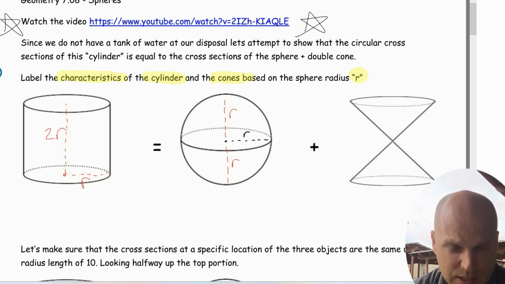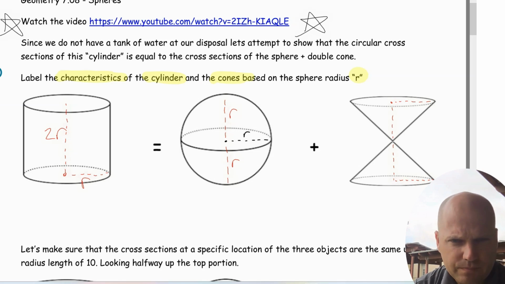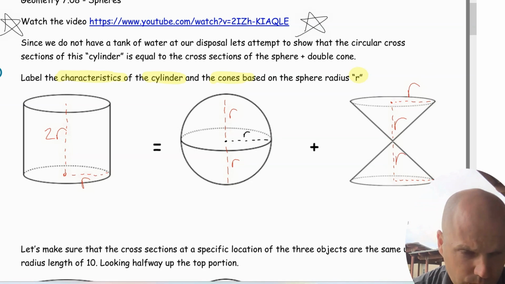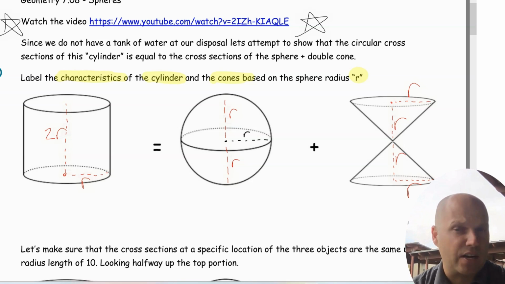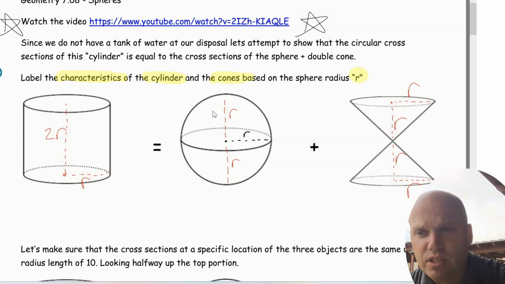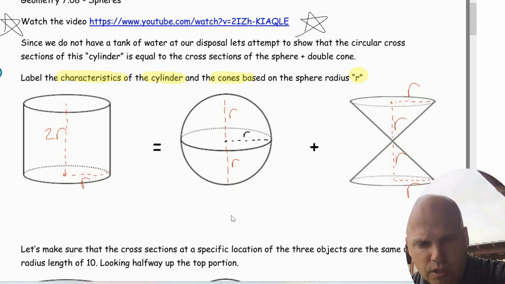Then what about this? Label this length here, this length here, as well as this length here, and this length. Check with your neighbors. You should get that. Okay, we have these two cones that have a height and a radius that are the exact same. Here we have a cylinder whose height is double the radius. Here we have a sphere, consistent radius.